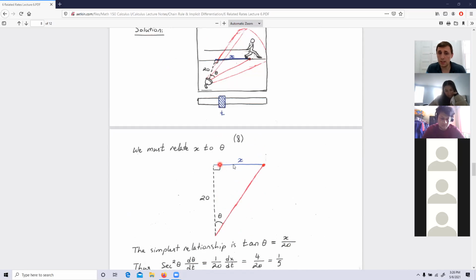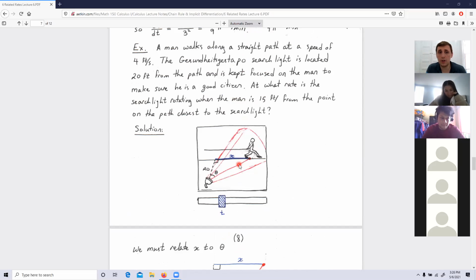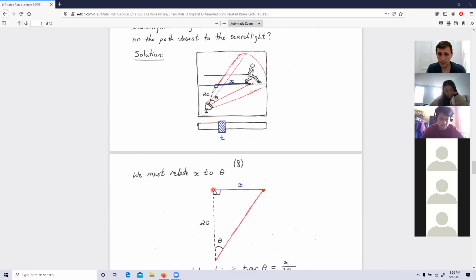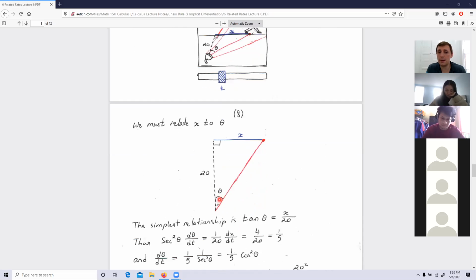I'm only interested, and the man is walking, I think, at a constant speed. The man is walking 4 feet per second. This is that 4 feet per second. All right, so I am not interested in the laser. I'm only interested in knowing the change in the angle.